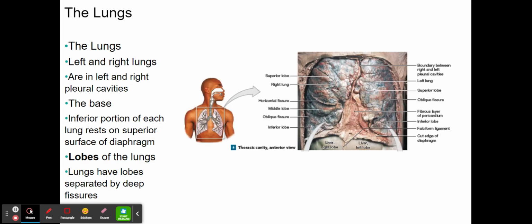So the left and right lungs are surrounded by the left and right pleural cavities, respectively. Each lung is a blunt cone. Its tip, or apex, points superiorly. The apex on each side extends superior to the first rib. The broad, concave inferior portion, or base of each lung, rests on the superior surface of the diaphragm.